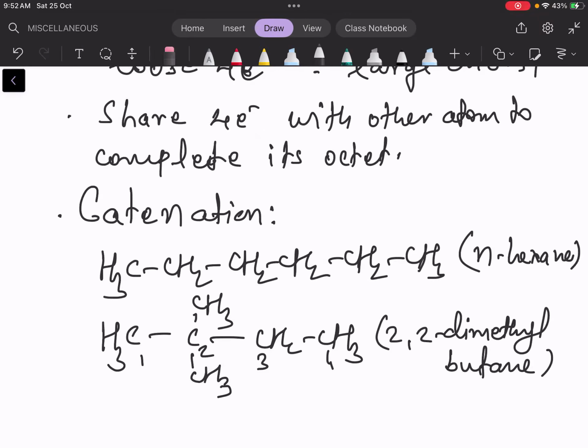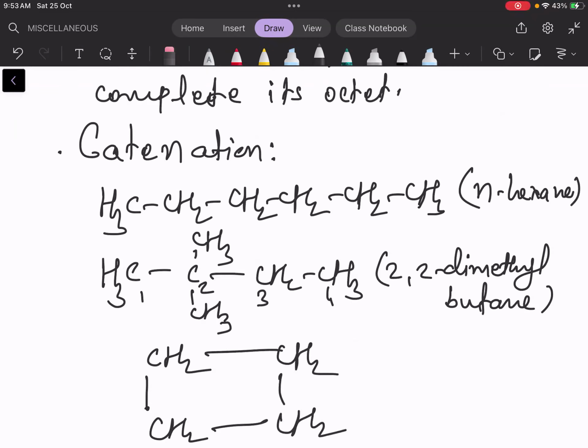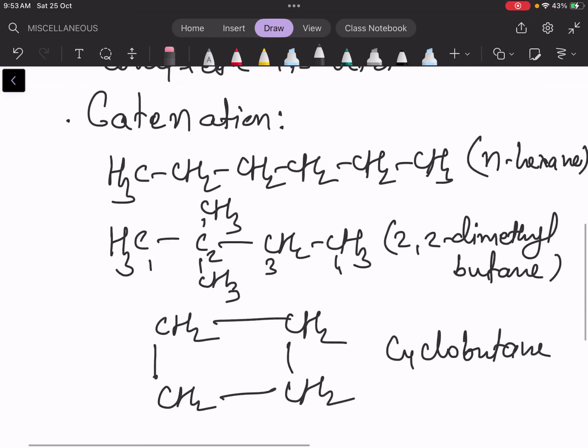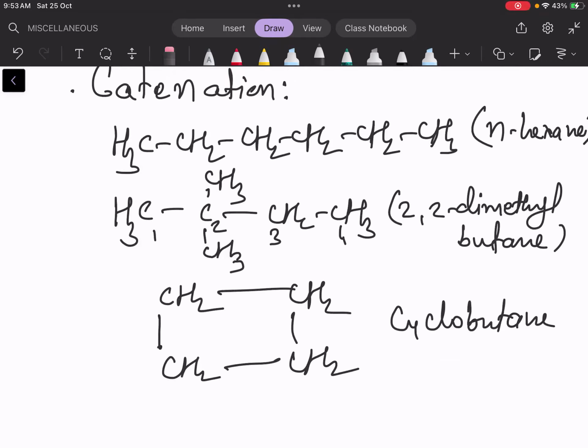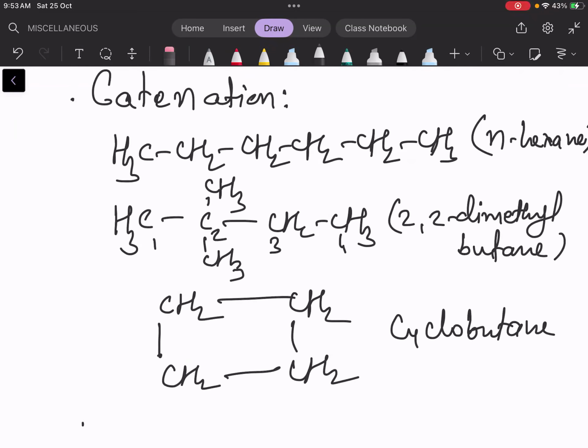Now a ring chain means what? One carbon joined to another carbon, then that joined to next carbon, that joined to next carbon, and the last carbon joined to the first carbon. So this is called cyclobutane. So this tendency of carbon to form a bond with another same carbon, forming a long chain or branch chain or cyclic chain, that is called catenation.